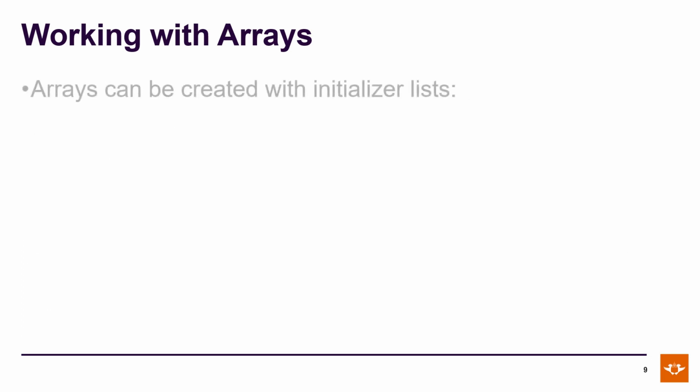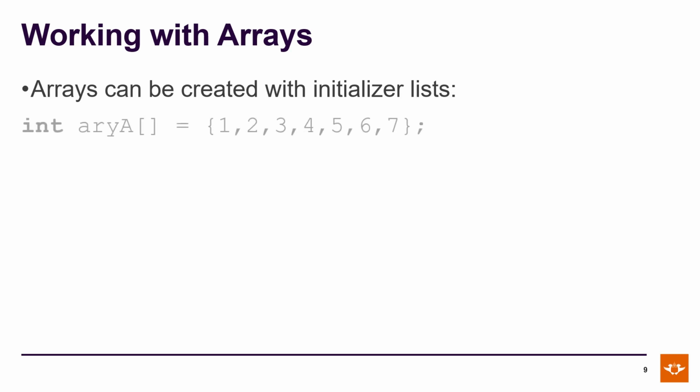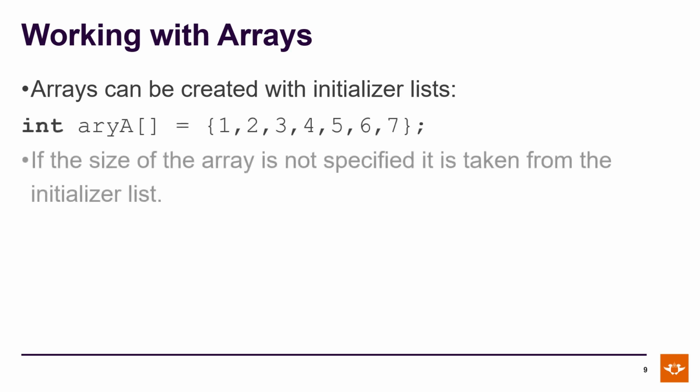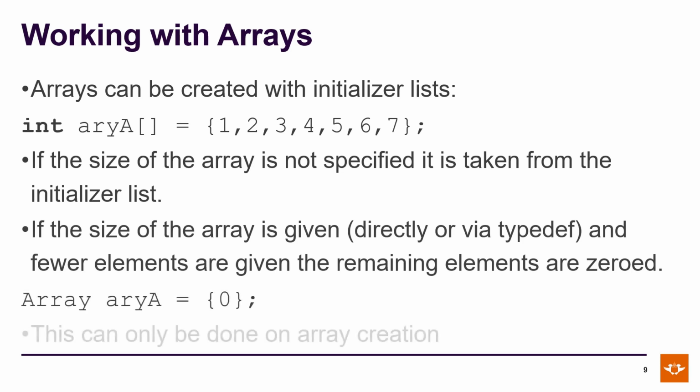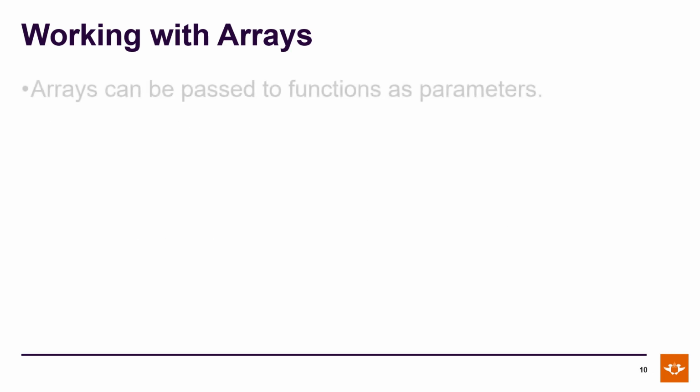Arrays may be initialized through the use of initializer lists. If the size of the array is not specified, the length of the initializer list is used. If the size of the array is known, and a shorter initializer list is provided, then the remaining elements are zeroed. Use of initializer lists in this way is only possible on array creation.